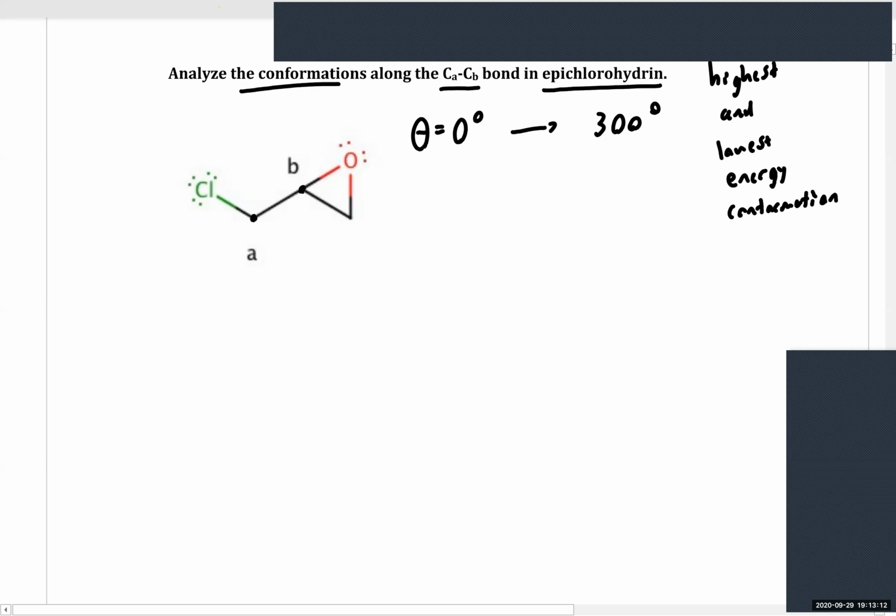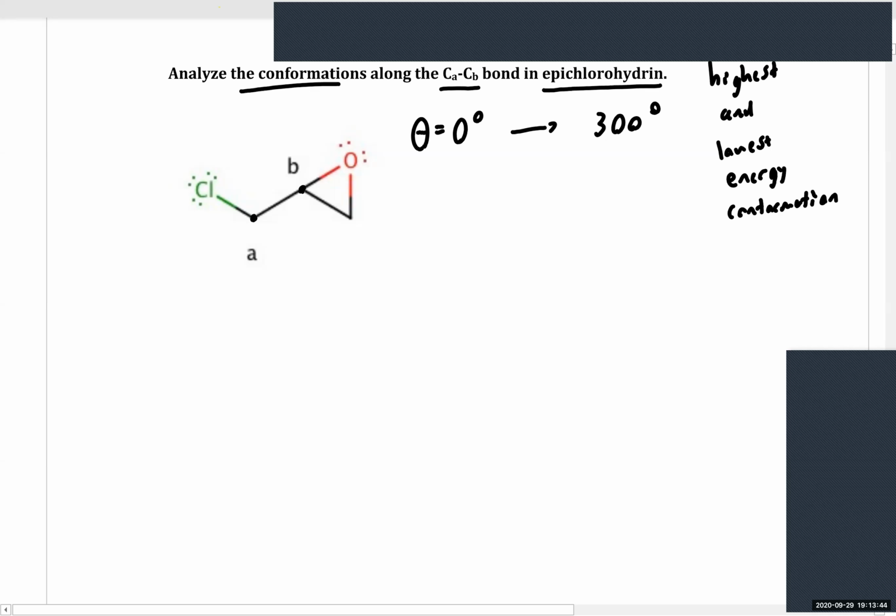So let's try to get a few Newman projections drawn. And you don't even have to label them as highest or lowest energy yet. Just draw out as many Newman projections as you can with different dihedral angles. And then we can analyze those structures to begin to sort them in terms of energy and identify steric and torsional strain in those different conformations.